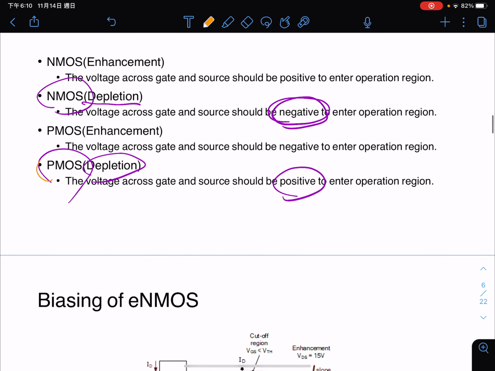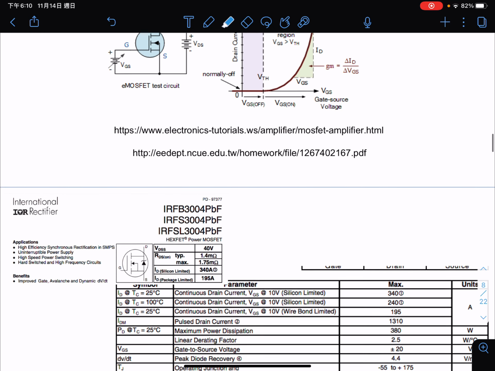So for the PMOS depletion type, you have to apply a positive voltage. For the NMOS, you have to apply a negative voltage. But since we emphasize the enhancement type, you don't need to worry too much about the depletion mode, unless you work on analog circuits in the future and use depletion mode MOSFETs.